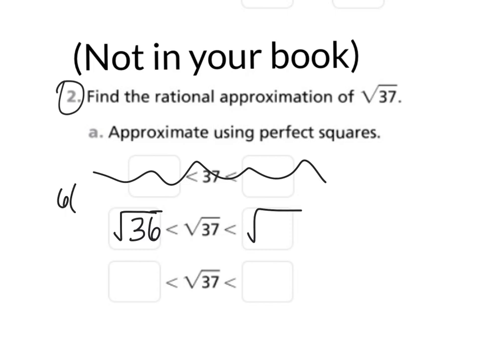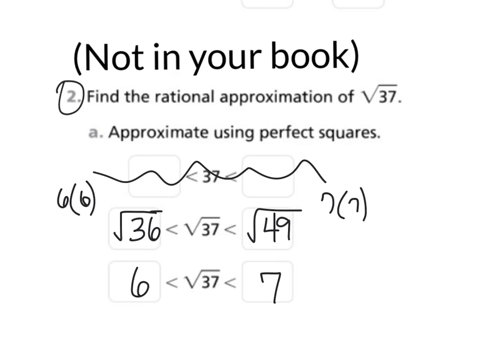Like I said, if that's 6 times 6, then the next one up from 6 would be 7. So 7 times 7 would be 49. So that's square root of 49. Then that brings us to our next line. We could say square root of 36 is 6. Square root of 49 is 7.